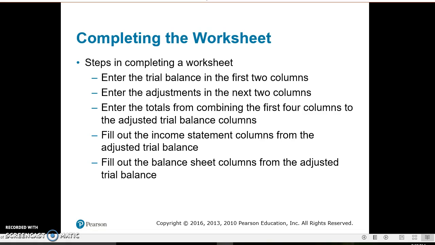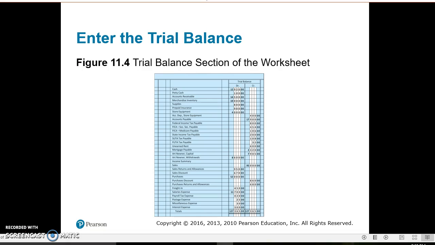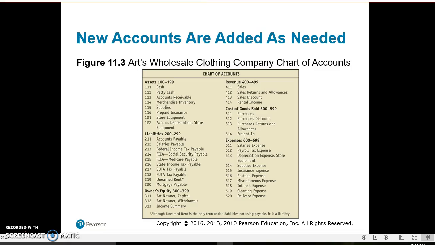Then it also talks about completing the worksheet. You have 2 columns for your trial balance. Then you have your adjustment columns. Enter the totals from combining the columns together to come up with your adjusted balances, and then you can fill in your income statement and your balance sheet columns. So it shows you examples.